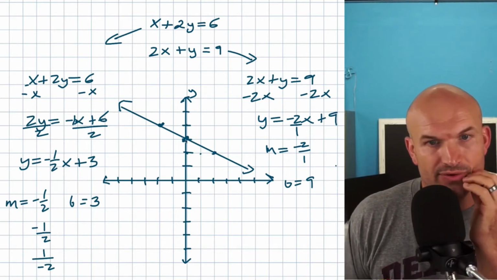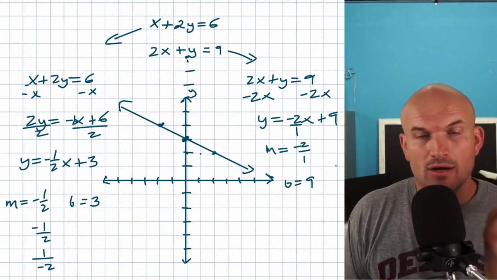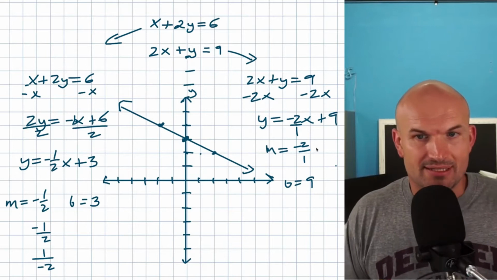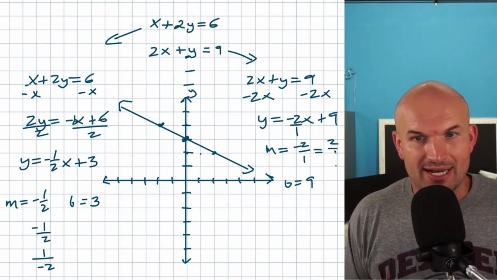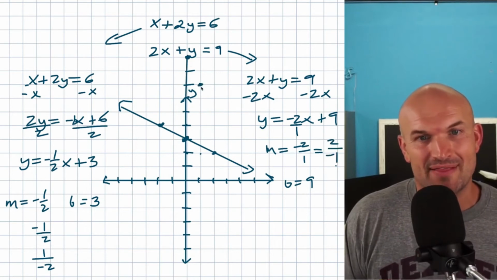So 1, 2, 3, 4, 5, 6, 7, 8, 9. Okay. And now I have a slope of down 2 over -1. Well, obviously, if my slope is going to be that, I don't want to go up and to the left. I want to go down and to the right. So we're going to go down to the right and then down 2.